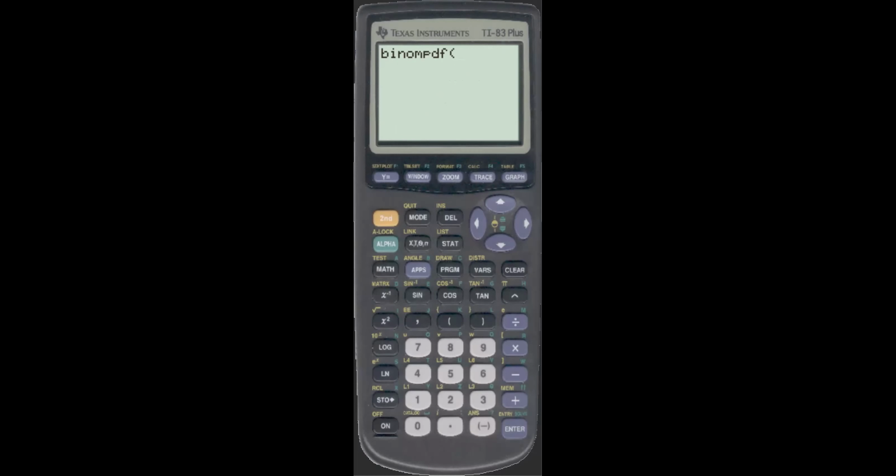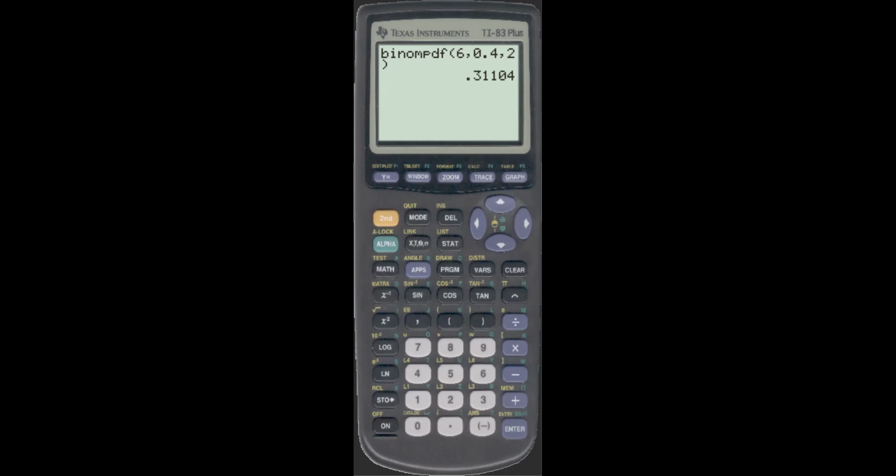What fields do you have there? Trials, P, and X value. Okay, so the trials is 6, P is 0.4, and the X value is 2. So when you enter those into your calculator and hit paste, you should see something similar to this on your home screen. And you should get that number as well.